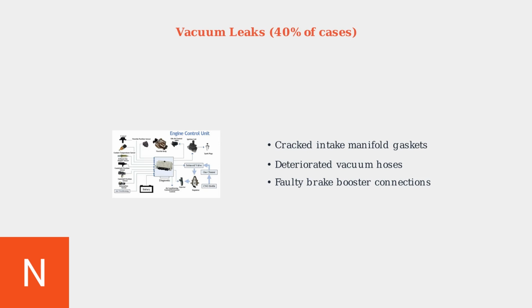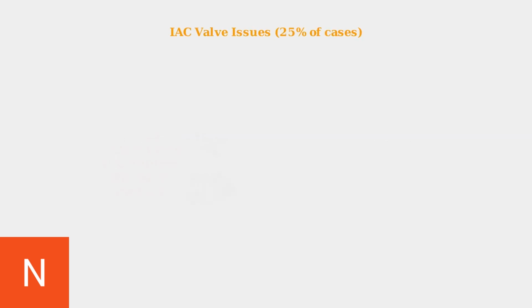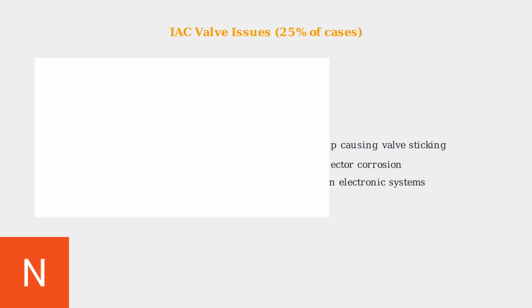These occur when there are cracks in intake manifold gaskets, deteriorated vacuum hoses, or faulty brake booster connections. The engine control module detects these leaks through various sensors connected throughout the system. Idle air control valve issues account for 25% of cases. These problems often involve carbon buildup that causes the valve to stick, electrical connector corrosion, or complete motor failure in electronic IAC systems. The IAC valve controls the amount of air bypassing the throttle plate during idle.